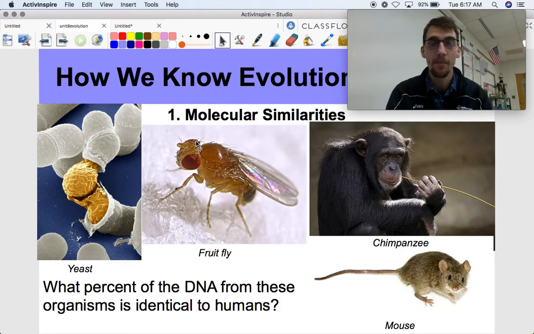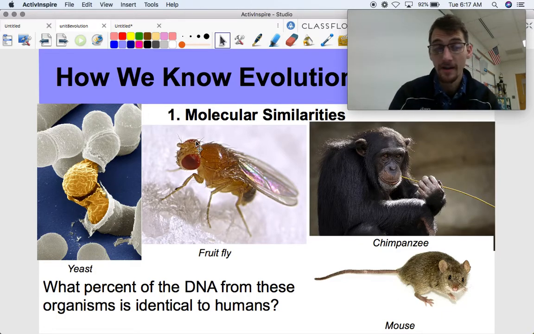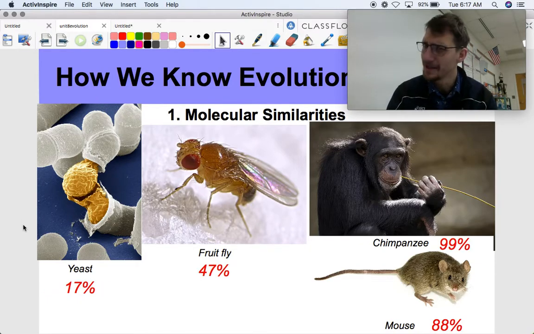So here's an example of that. What percent of the DNA from these organisms is identical to humans? Okay, so if you want to try and take a guess, go for it. Pause the video, and I'll show you in just a second. Okay, but here we have yeast, a fruit fly, a chimpanzee, and a mouse. What percent of their DNA do you think is the exact same as ours? Okay, and I'm about to show you here. If you can believe it, which is it's true. Okay, you should believe it.